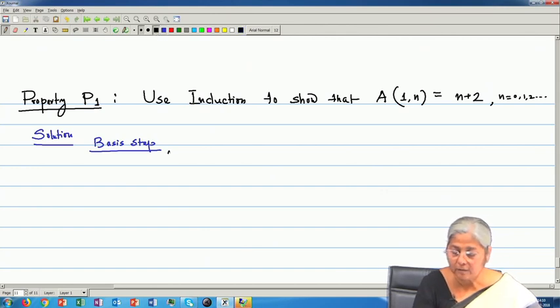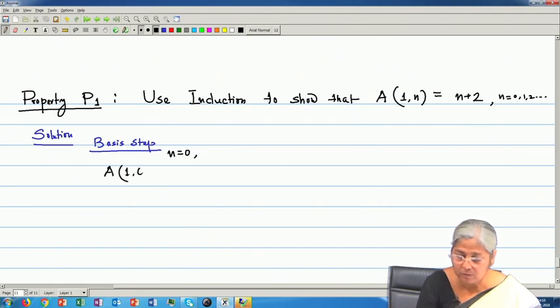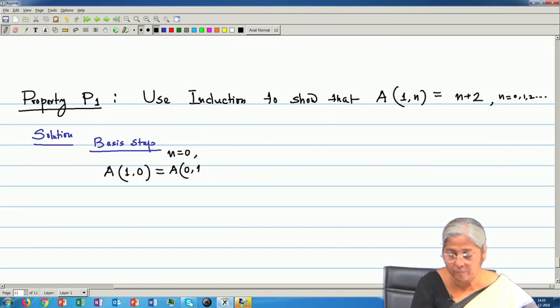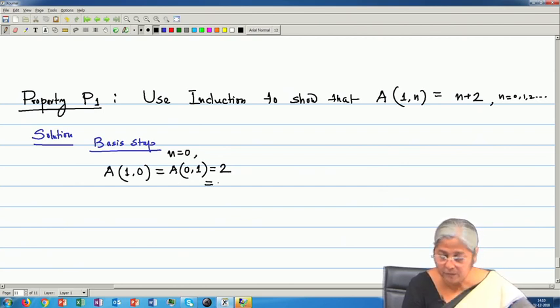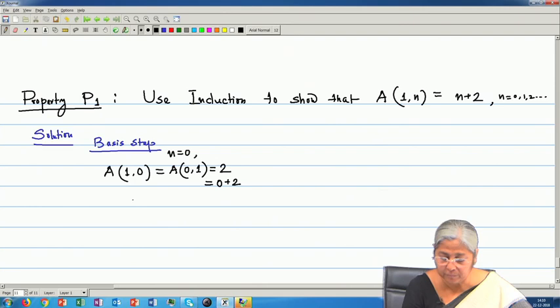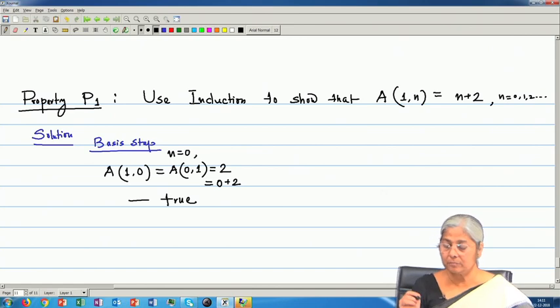Say for n equal to 0, this is A(1,0), and A(1,0), if I apply the rule, becomes A(0,1), which is 2. And this is equal to 0 plus 2, that means it is true. So, the basis step is proved.